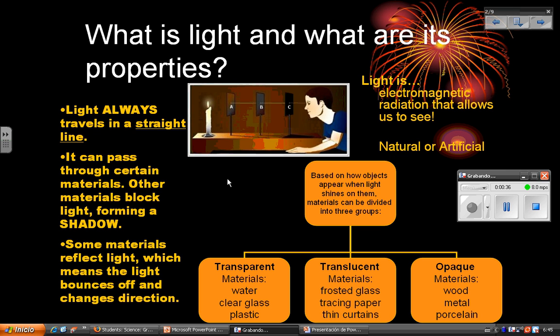Light can pass through certain materials. Other materials block light, forming a shadow. Some materials reflect light, which means the light bounces off and changes direction.